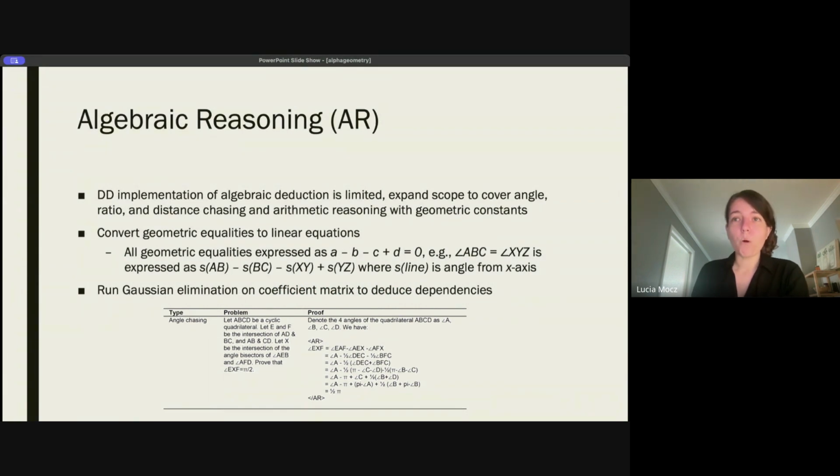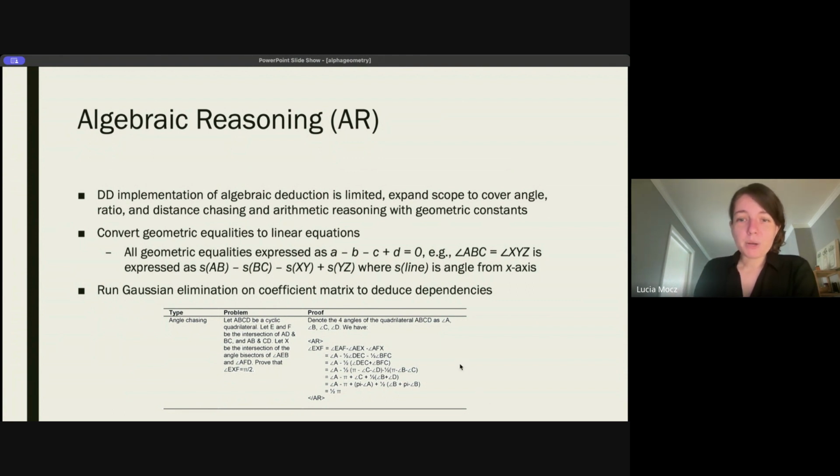Another type of symbolic engine, developed by Google DeepMind, is an algebraic reasoning module. This is of a very different flavor. It's able to cover any type of computational problem, mostly for these IMO geometry problems, to cover angle chasing, ratio chasing, and distance chasing. What it does is it converts a geometric equality into linear equations and then uses a Gaussian elimination technique to solve them in order to get new relations.